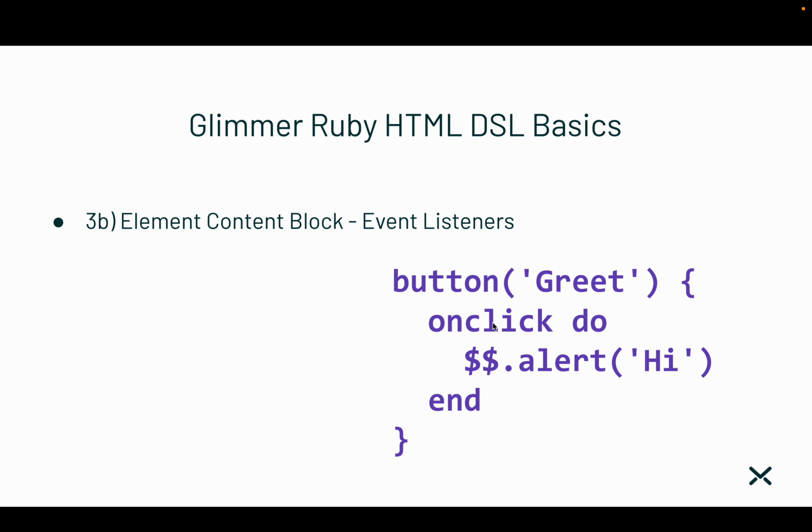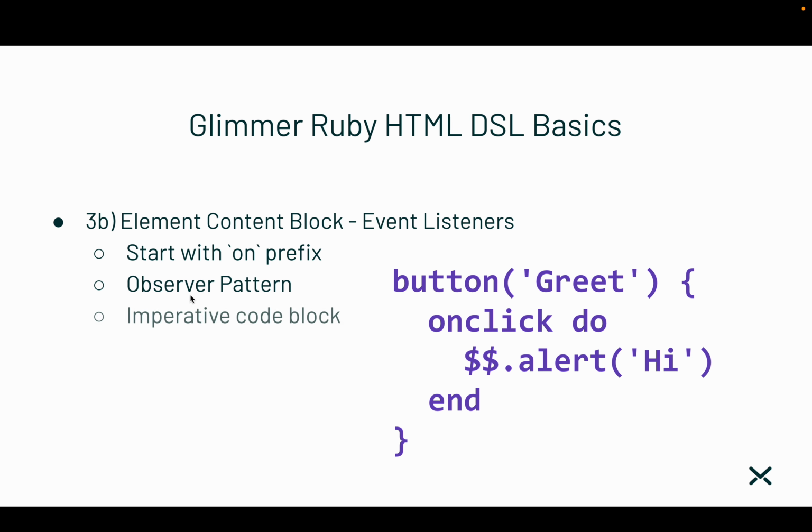Next is listeners. So you can add any listeners that are available in JavaScript in Glimmer as well. So they always begin with the on prefix, like on click, on key up, on key down, etc. They follow the observer pattern. And this is an imperative block of code. So here we actually use the do end version of a Ruby block because we want to say on click, do this. So this makes perfect sense here because we are being imperative here.